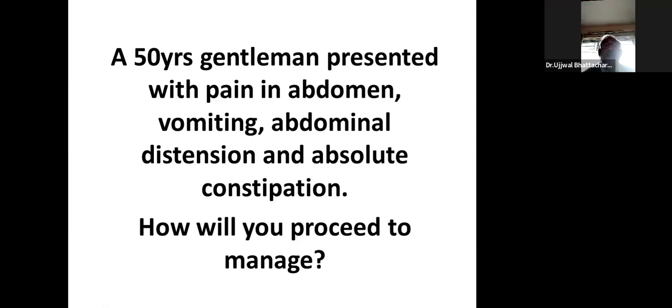This seems to be the cardinal features of a specific condition. What is the specific condition? Sir, the patient presented with abdominal pain, vomiting, distension, and absolute constipation. So these are the cardinal features of acute intestinal obstruction. Acute intestinal obstruction. What do you understand by acute intestinal obstruction?